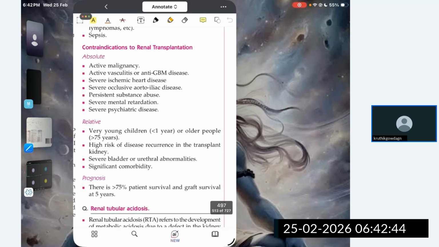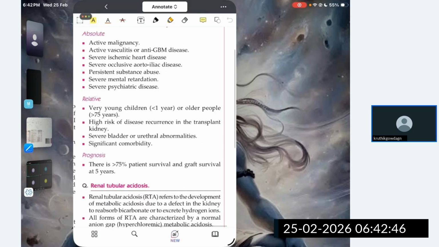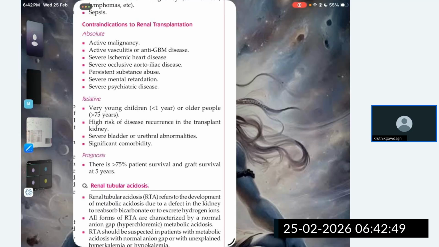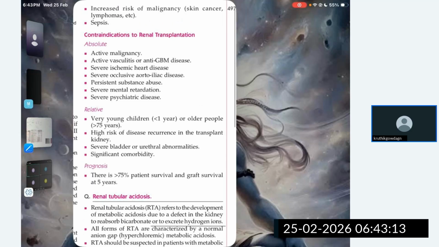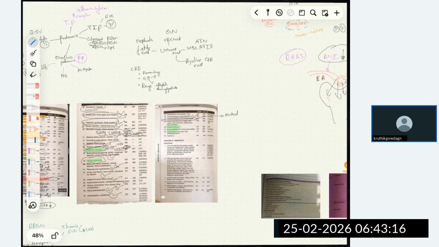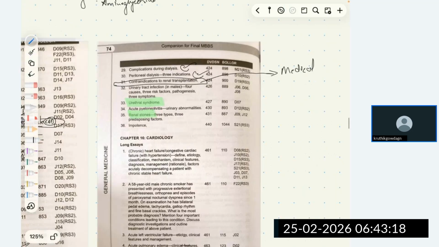Relative contraindications are very young patient, less than 1 year, older patient, more than 75 years, high risk of disease recurring in the transplant kidney, like some glomerular diseases such as membranous nephropathy or FSGS and other diseases which tend to recur in transplanted kidney. Severe bladder or urethral abnormality is also a relative contraindication. This is about contraindications of renal transplantation.